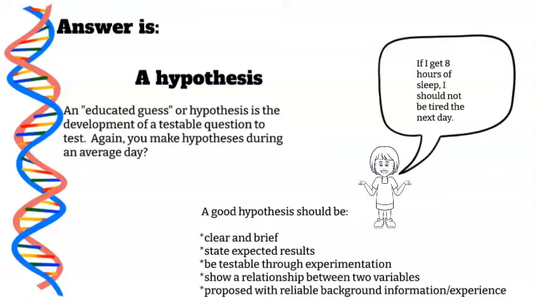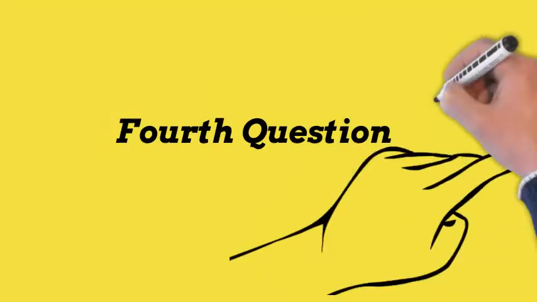Let's take a look at a good example. If I get 8 hours of sleep, I should not be tired the next day. It is a simple hypothesis that actually has all 5 components to it. It's clear and brief. The expected results are stated. It can be tested through an experiment. It shows a relationship between sleep and being tired. And then, of course, we have a lot of background information that supports such information. How are you doing so far?